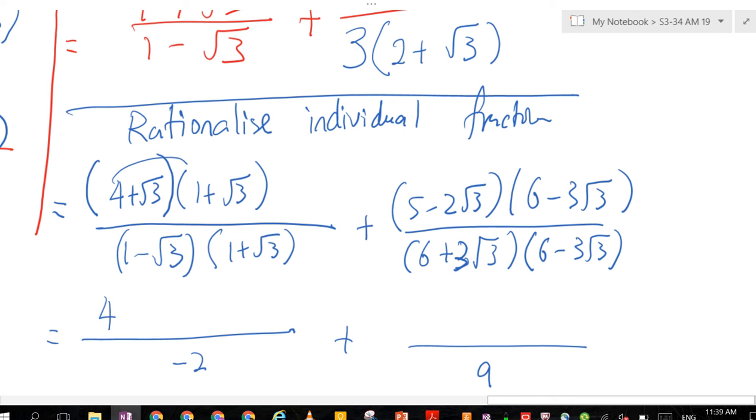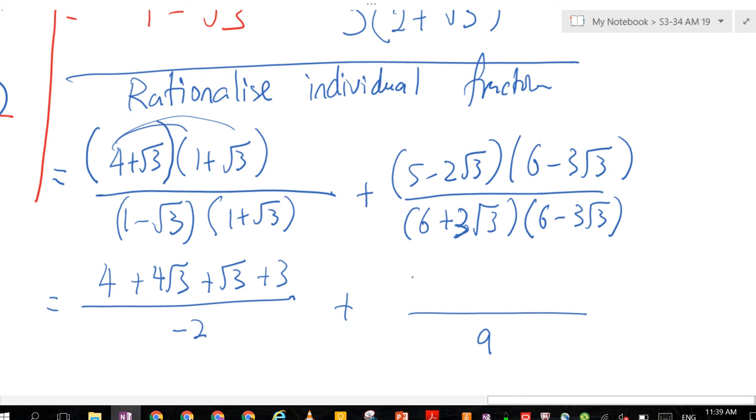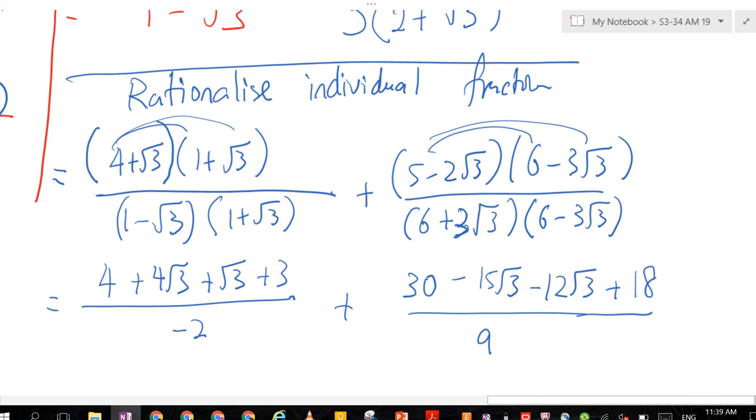We see whether our life is easier or not. 4 plus 4 root 3 plus root 3 plus 3, right? Second one, 30 minus 15 root 3 minus 12 root 3 plus 6 times 3, 18. So far okay?